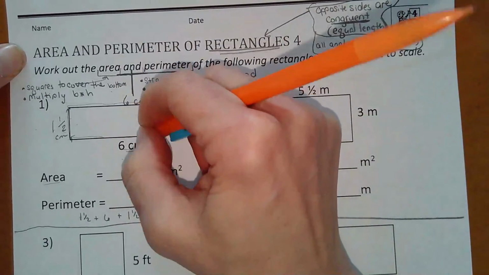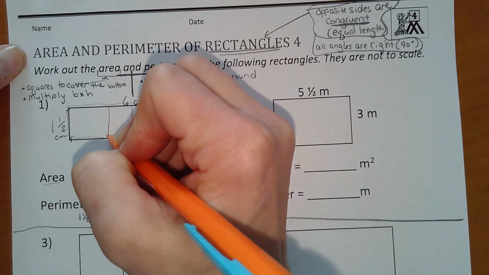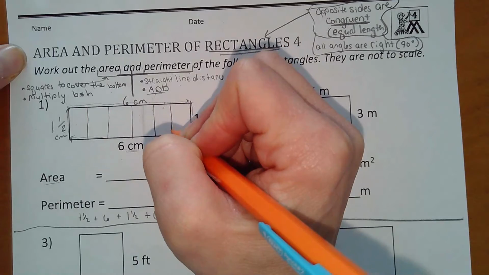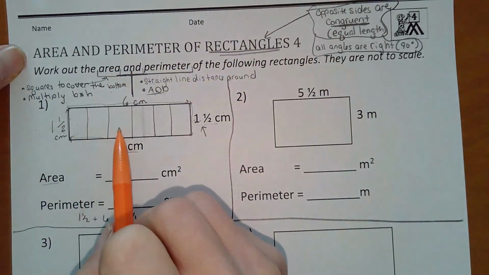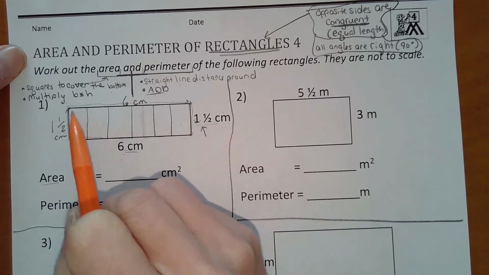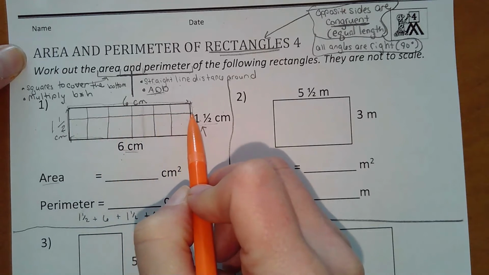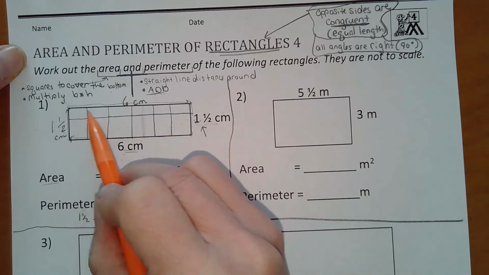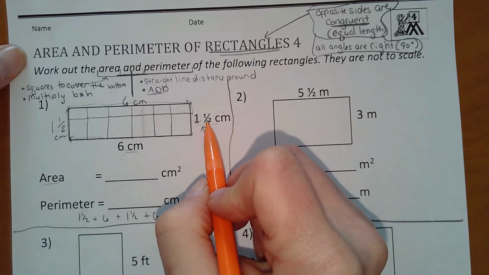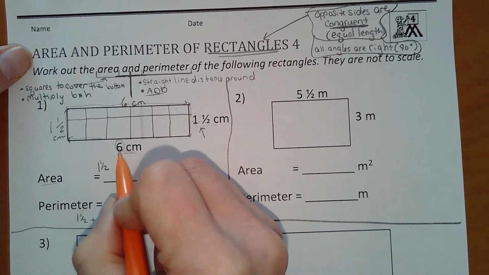oops, do it this way. 6 centimeters this way. So 1, 2, 3, 4, 5, 6 centimeters. 1.5 centimeters going up and down. So there's 1 centimeter, but there's also 0.5 centimeter. So I have 1.5 centimeters 6 times.